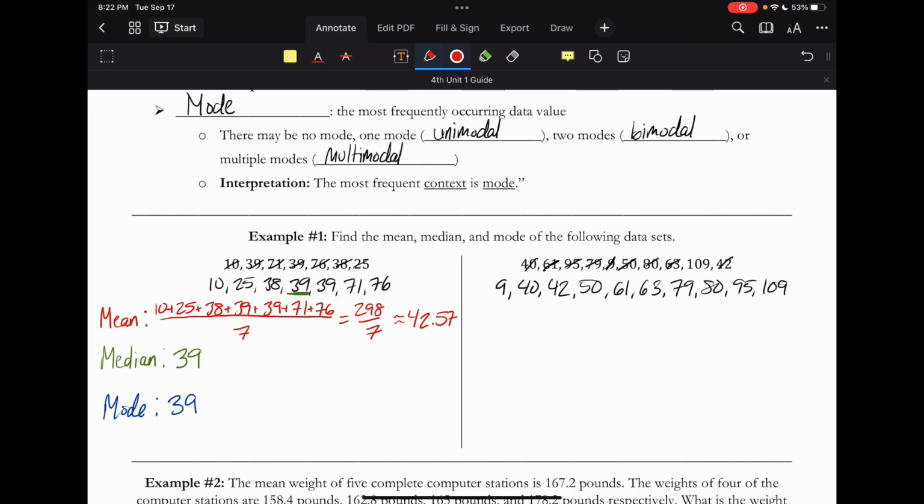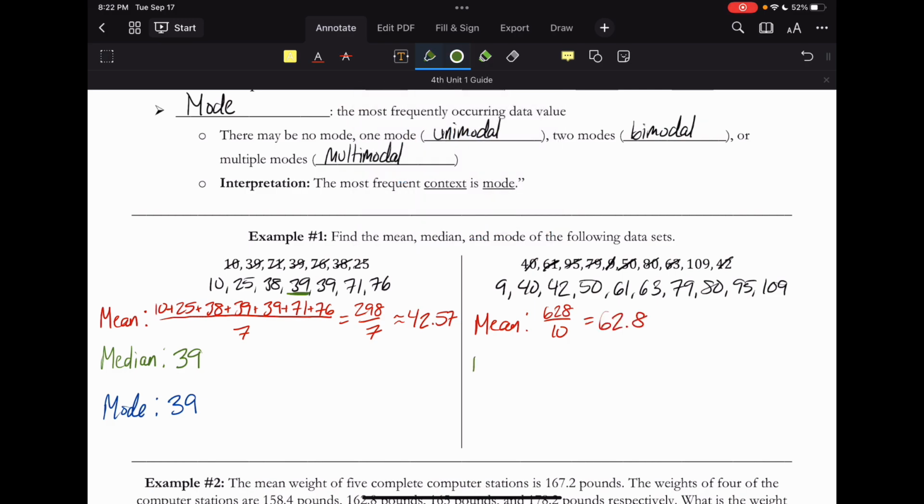Okay. All right, so again, to find my mean, I'm just going to go ahead and add all of those up. I'm not going to show the adding. So 9 plus 40 plus 42 plus 50 plus 61 plus 63 plus 79 plus 80 plus 95 plus 109. When I add that, that gets me 628. And then I'm going to divide that by my number of data points, which is 10. So 628 divided by 10 gets me a mean of 62.8.